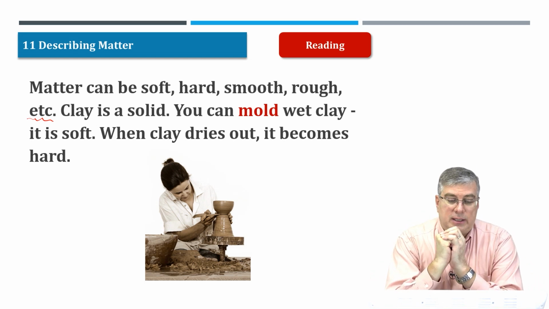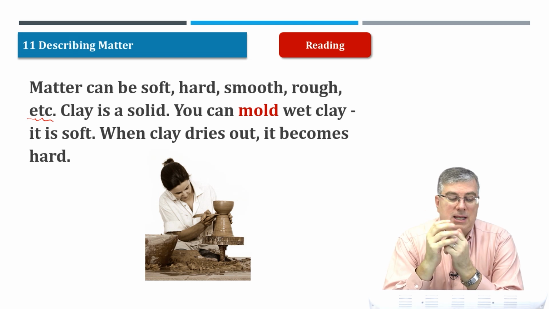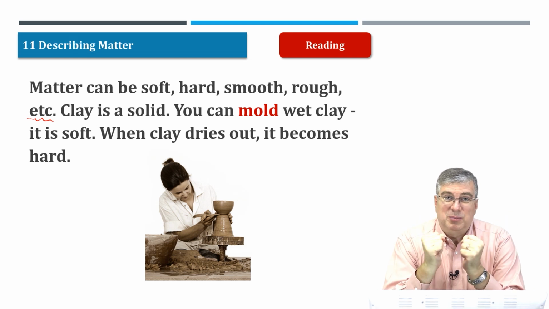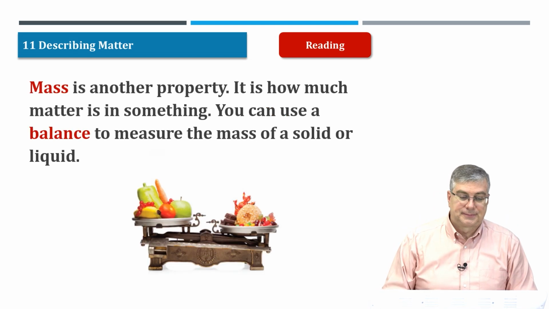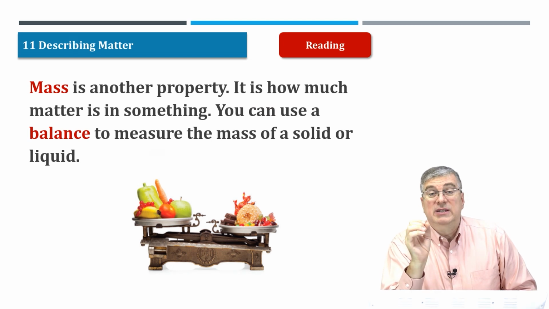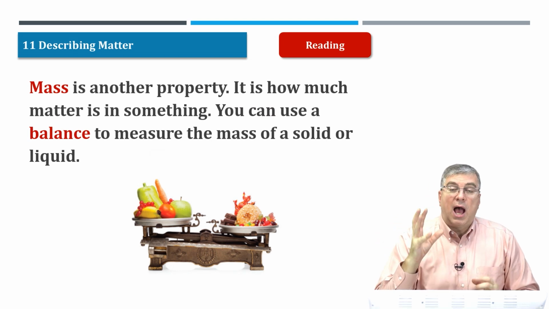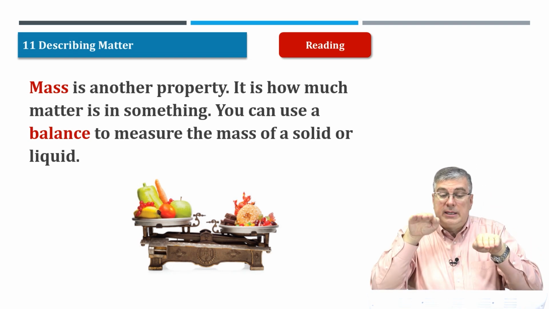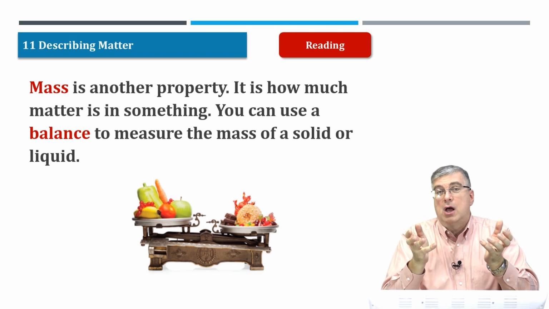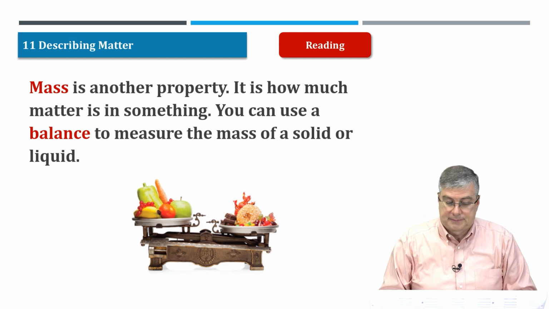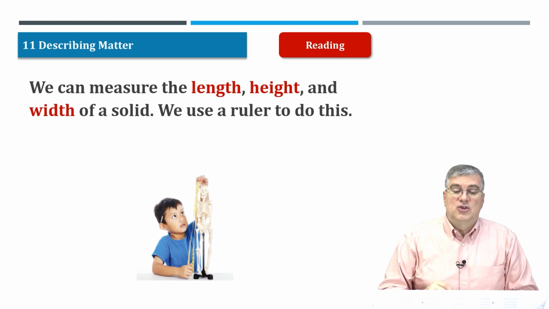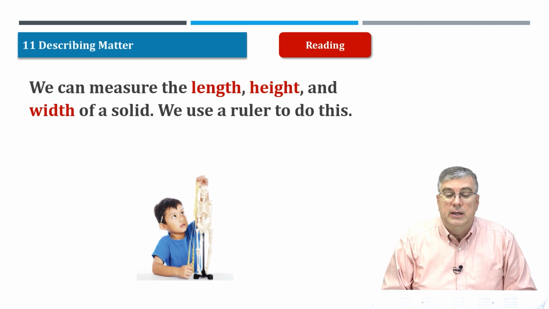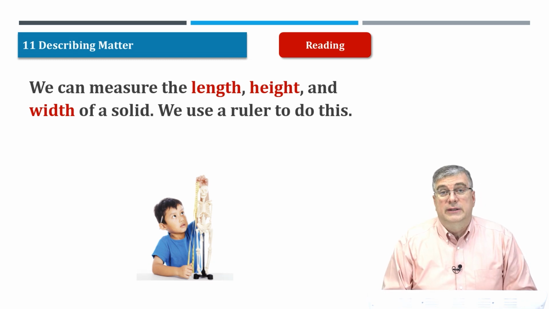Clay is a solid. You can mold wet clay. It is soft. When clay dries out, it becomes hard. Mass is another property. It is how much matter is in something. You can use a balance to measure the mass of a solid or a liquid. We can measure the length, height, and width of a solid. We use a ruler to do this.